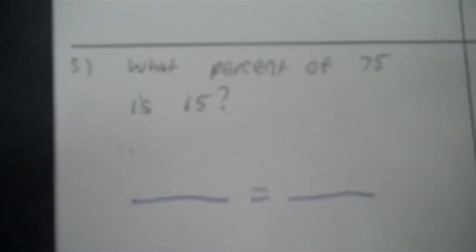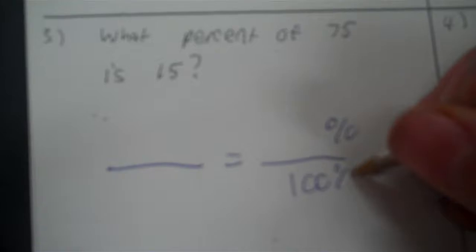Okay, what percent of 75 is 15? So set up your proportions. And it's the percent over 100%. And that's is, and that's of. So I don't know of a percent, so I put x, then after of, 75, then is, you got 15. 15 times 100 divided by 75, that's going to be 20. Okay, so x equals 20%.